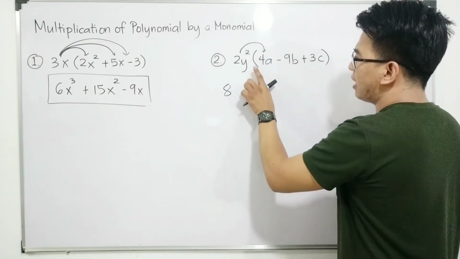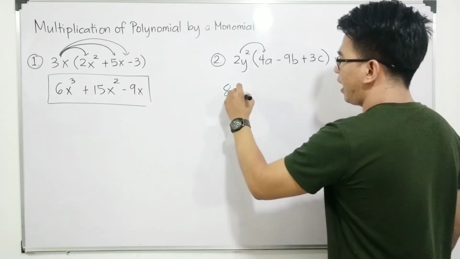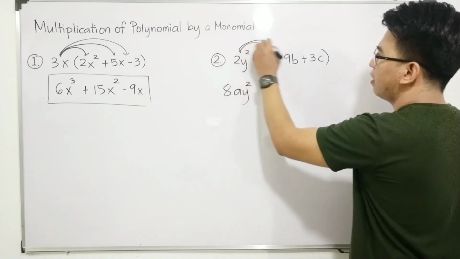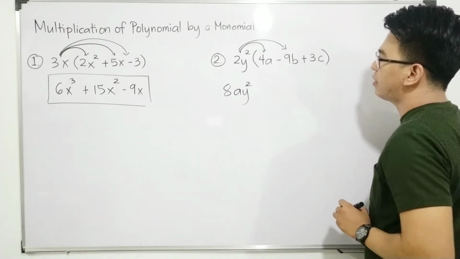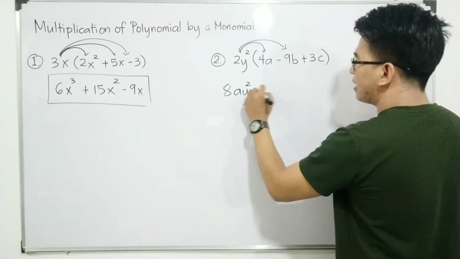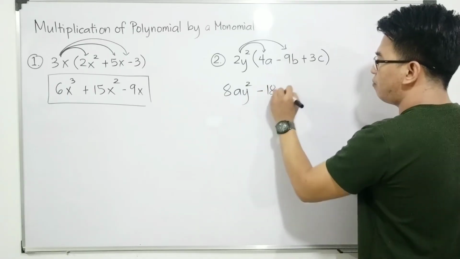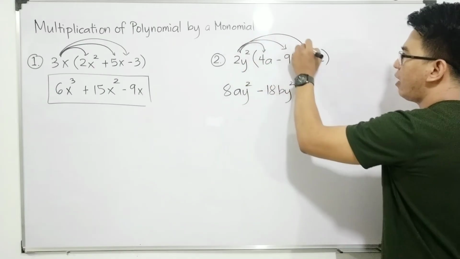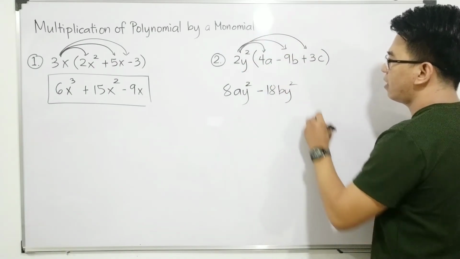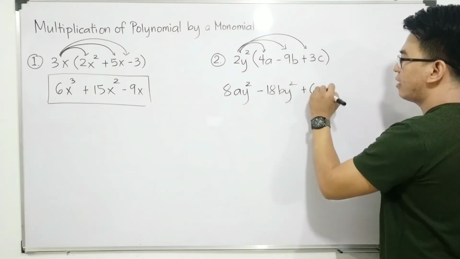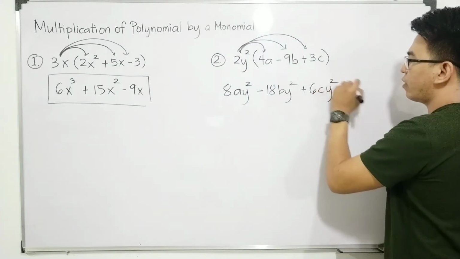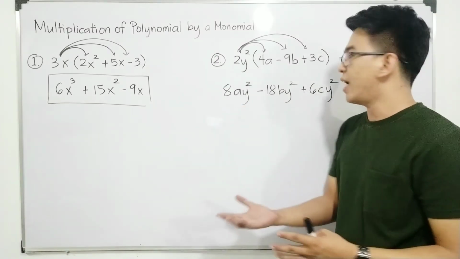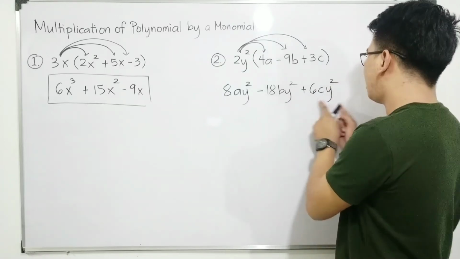And then, as for y squared times a, that is a y squared. And then next natin, we have 2y squared times negative 9b. This will give us negative 18, and then b y squared. And lastly, we have 2y squared times 3c, that is plus 6cy squared. Yung arrangement ng ating variables, like this one, ay squared, alphabetical tayo. Ito naman by squared, and then cy squared.